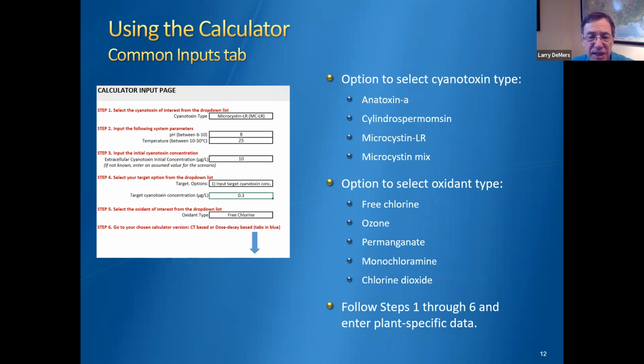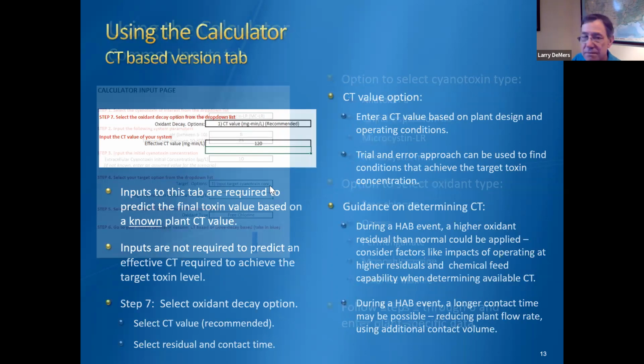The option to select the oxidant type. We've got free chlorine, ozone, permanganate. It shows the typical ones listed there. And then once you have entered that information, you follow basically 6 steps to enter additional information.